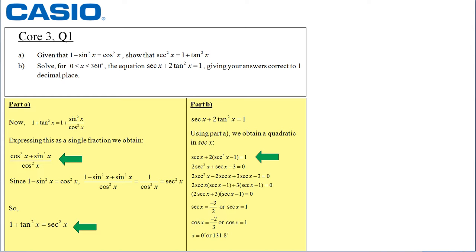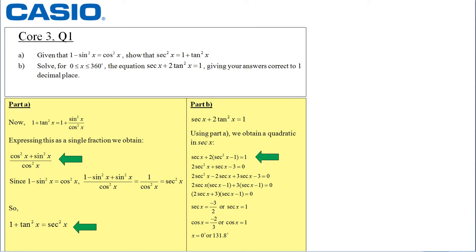In part A of the question, I need to show that sec squared x is equal to 1 plus tan squared x. Now to do that, I recall that tan x is equal to sin x over cos x, and so 1 plus tan squared x is equal to 1 plus sin squared x over cos squared x.